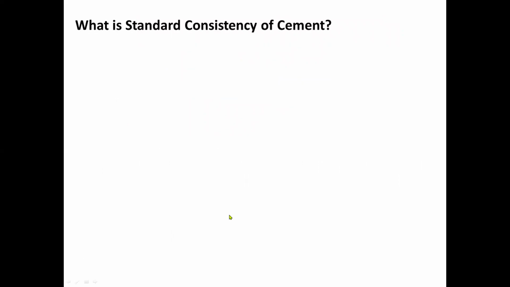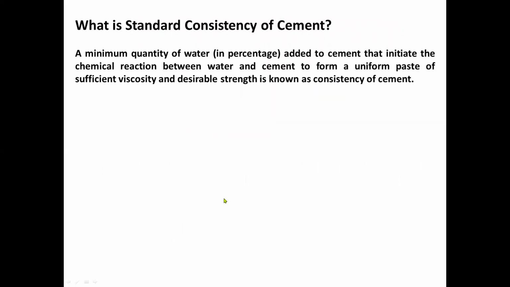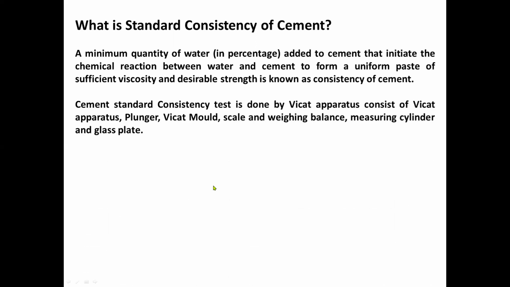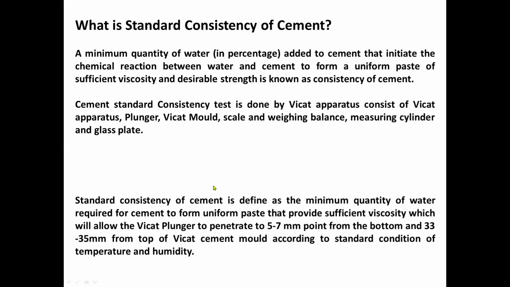What is the standard consistency of cement? A minimum quantity of water in percentage added to cement that initiates the chemical reaction between water and cement to form a uniform paste of sufficient viscosity and desirable strength is known as the consistency of cement. The cement standard consistency test is done by the Vicat apparatus, which consists of the Vicat apparatus, the plunger, Vicat mold, scale and weighing balance, measuring cylinder, and of course, the glass plate.